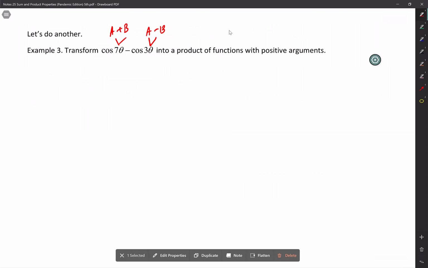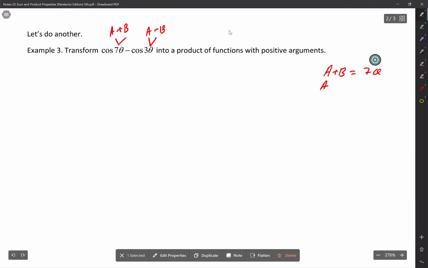All right, here we go, guys. And don't worry, I'm going to go slow. It says transform cosine 7 theta minus cosine 3 theta into a product of functions with positive arguments. So here we go. I'm going to go slow. I know that A plus B better give me 7 theta.